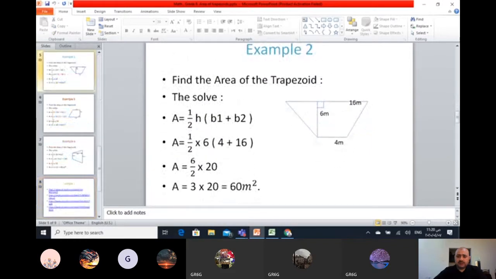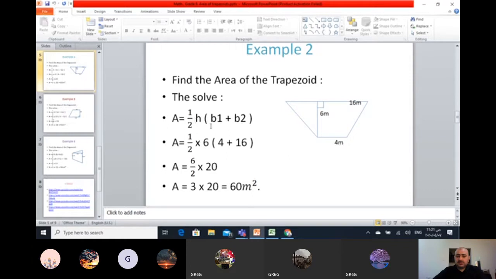Example 2. Find the area of trapezoid. This trapezoid, as you see here, we have the small base equal 4 meter, and here we have the big base equal 16 meter, and here we have the height. Now to find the area, write the formula. A equal 1 over 2 multiplied by the height multiplied by the sum of the two bases, B1 plus B2.